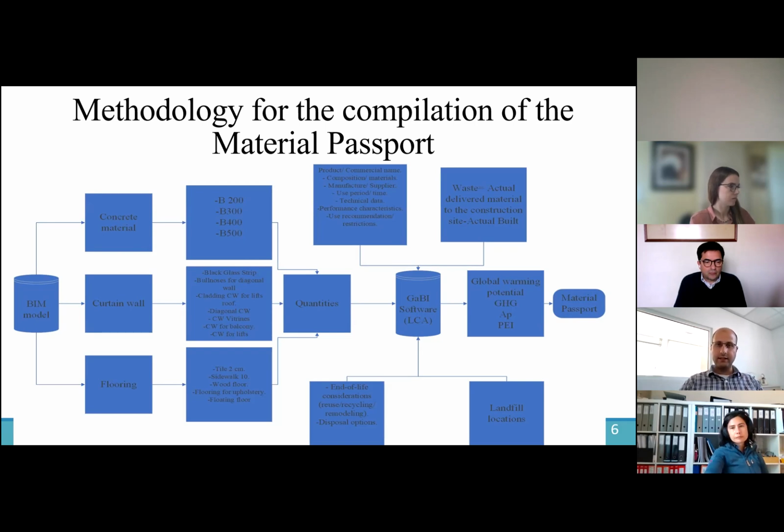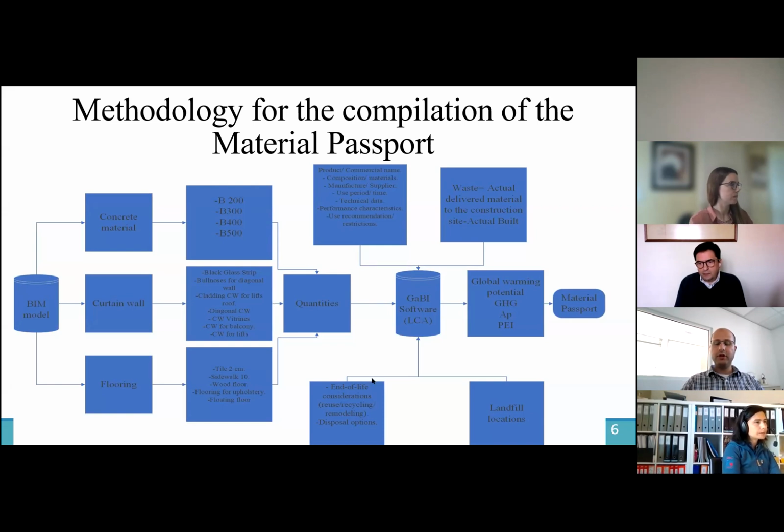to the construction site. Also, we need the use period and time, because for example, if the project design period is 100 years, but we need to replace the tiles after 30 or 40 years, then the quantities will be doubled or tripled, depending on the period time for each material. We need the technical data, and whether there are some recommendations or restrictions on some materials.